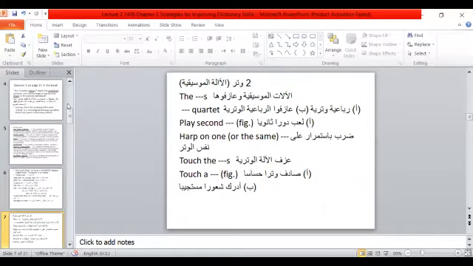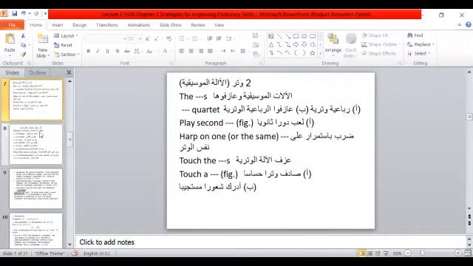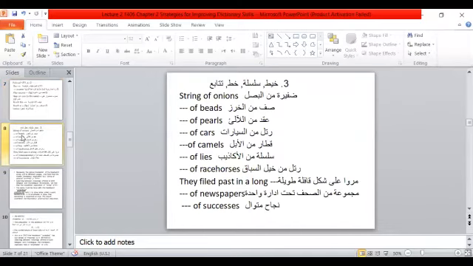The second meaning of string is وتر على الآلة الموسيقية. The strings, الآلات الموسيقية وعازفوها. String quartet, رباعية وترية, عازفوا الرباعية الوترية. Play second string, لعب دورا ثانويا. Harp on one or the same string, ضرب باستمرار على نفس الوتر. Touch the strings, عزف الآلة الوترية. Touch a string, صادف وترا حساسا أو أدرك شعورا مستجيبا.